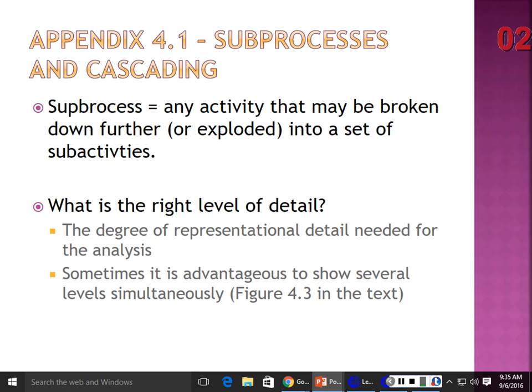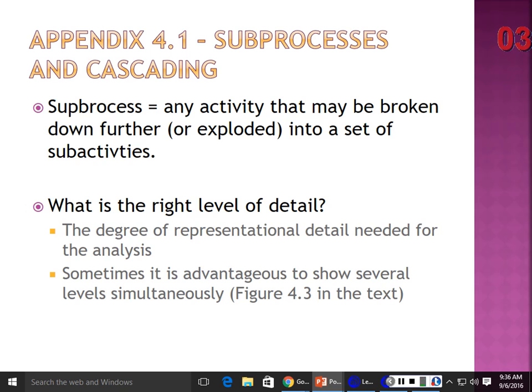So when you're starting out your mapping process, you're not necessarily trying to get down to the smallest, finest grain of detail. You're trying to get an overview, and then with that overview, you're going to try to decide, okay, where do we see the opportunity, and where do we want to go for the right level of detail, okay? And the right level of detail is, what level do you need to do the analysis? So sometimes it's advantageous to show several levels at once.